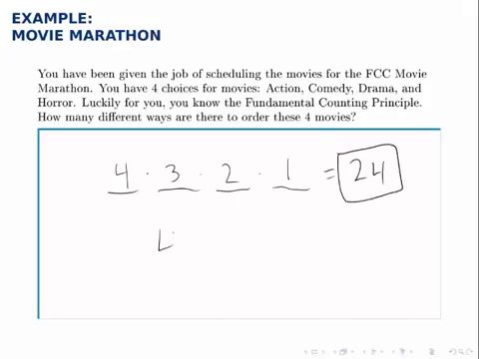And now we know that that's called 4 factorial: 4 times 3 times 2 times 1. Anytime we're ordering a certain number of things in the same number of slots, we can use a factorial to calculate that. So organizing 4 things in 4 slots is 4 factorial. Organizing 10 things in 10 slots, there are 10 factorial ways of doing that.